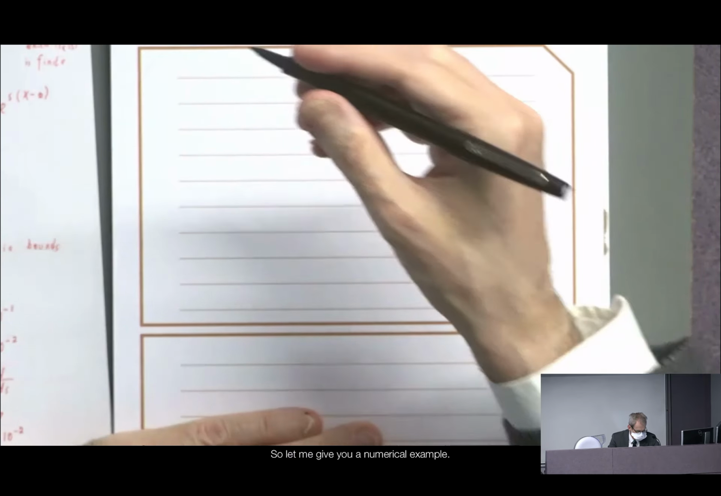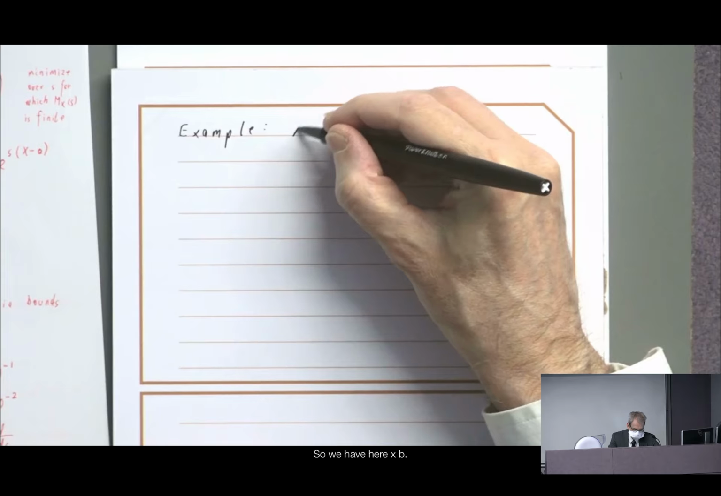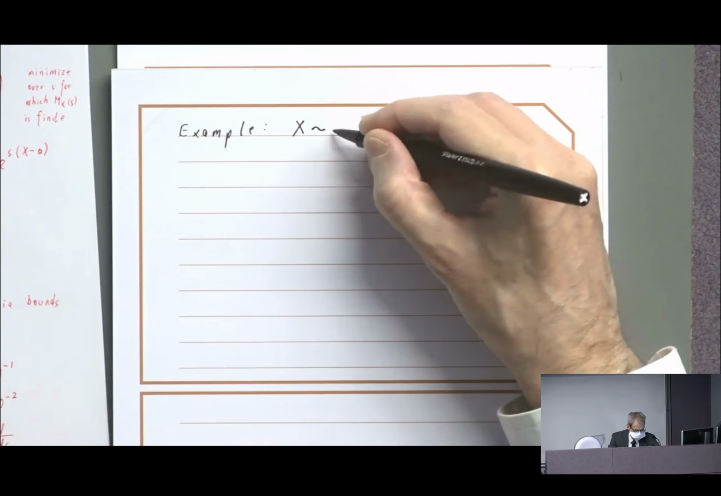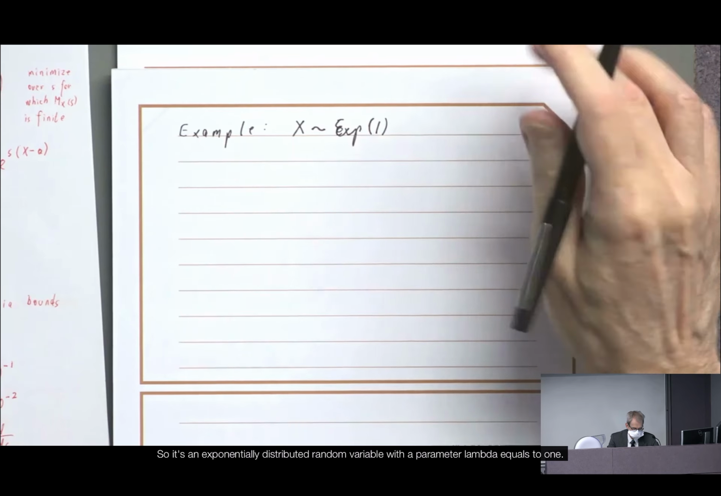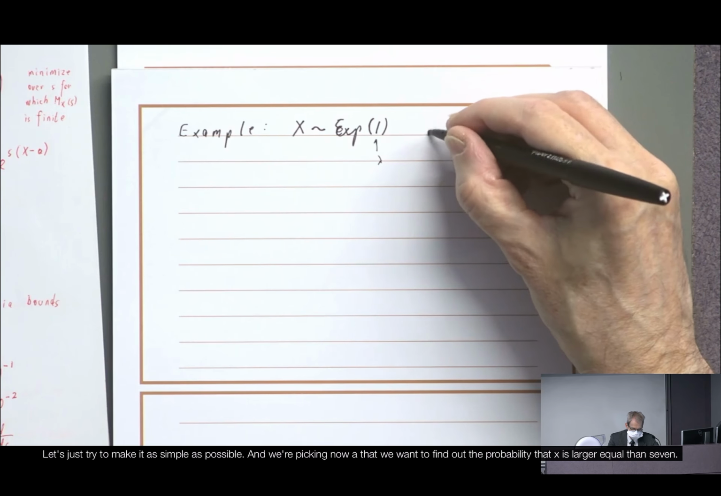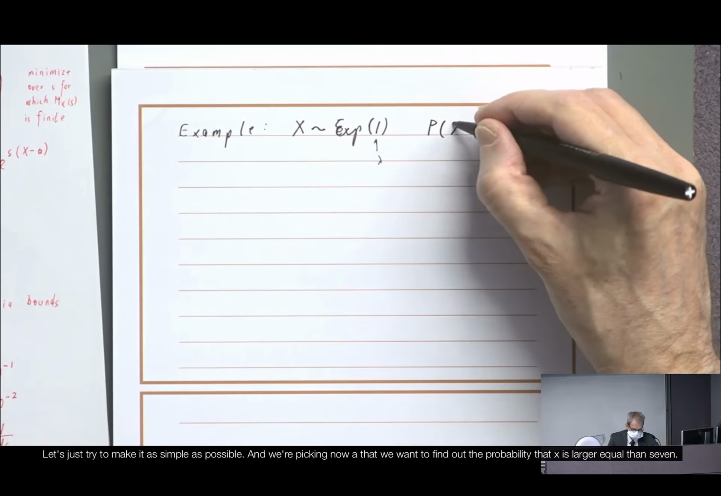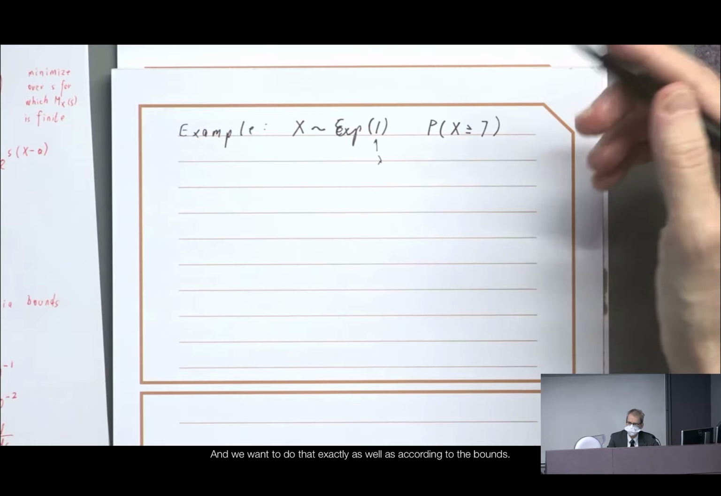So let me give you a numerical example. We have here x being an exponentially distributed random variable with a parameter lambda equal to 1, just to make it as simple as possible. And we want to find out the probability that x is larger or equal than 7. We want to do that exactly as well as according to the bounds.